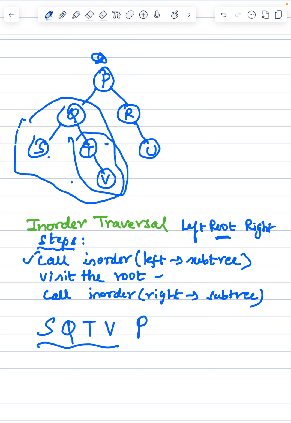Then P. Then you have to call in-order of the right subtree. If you call in-order of the right subtree, again you have to look for left. We don't have any left here. So what is the next thing? You have to go for the root. What is there in the right subtree? U. So this is the in-order traversal of your given tree.